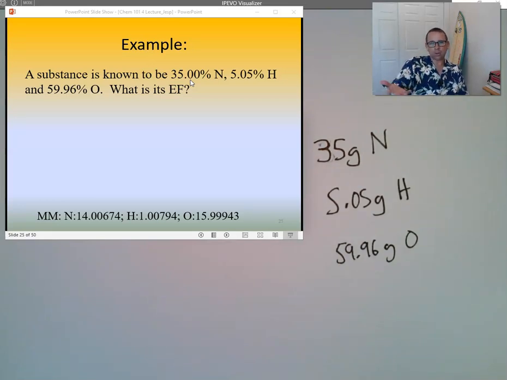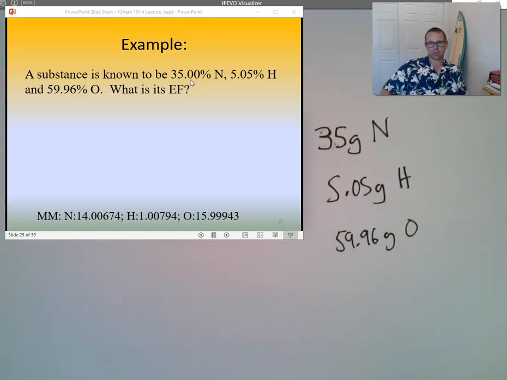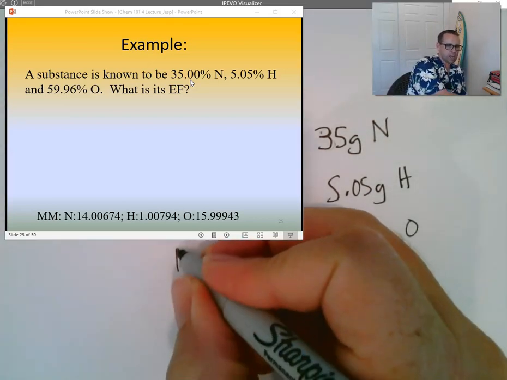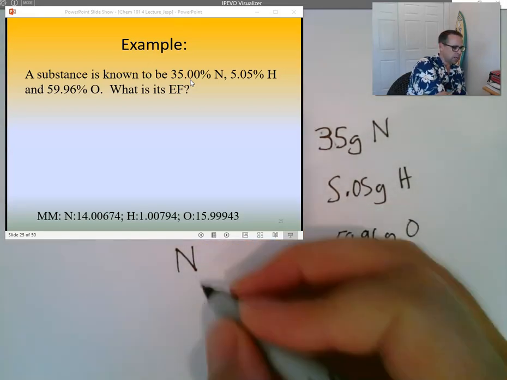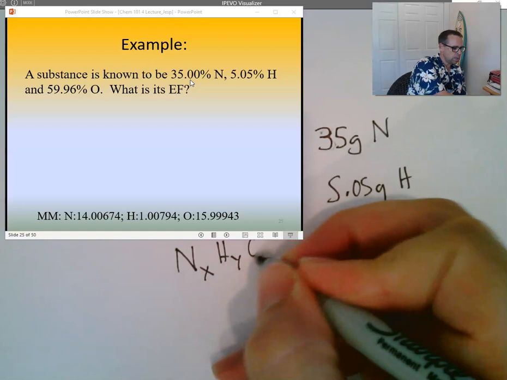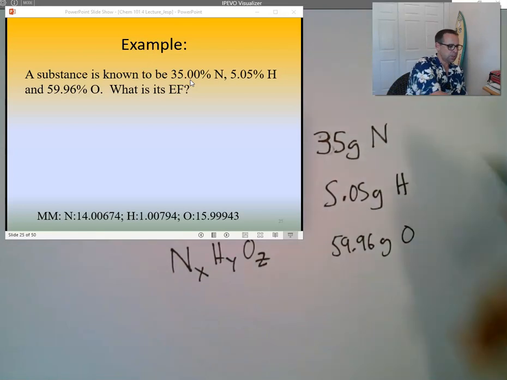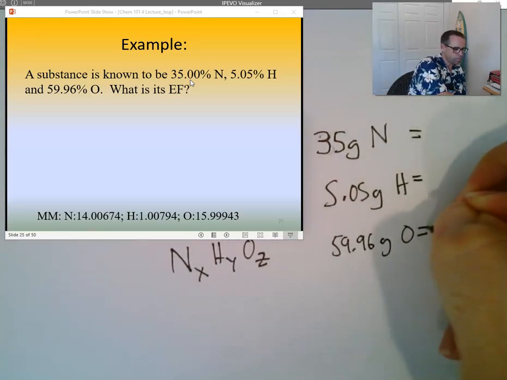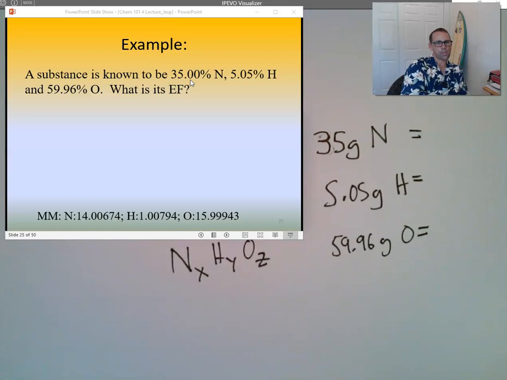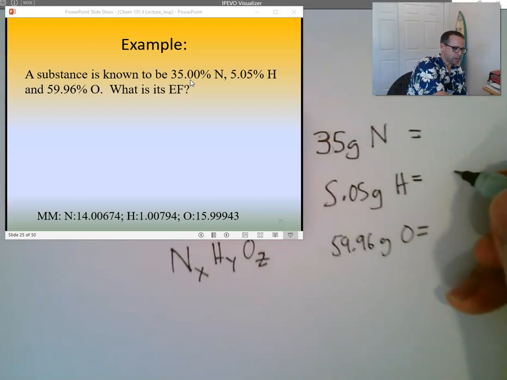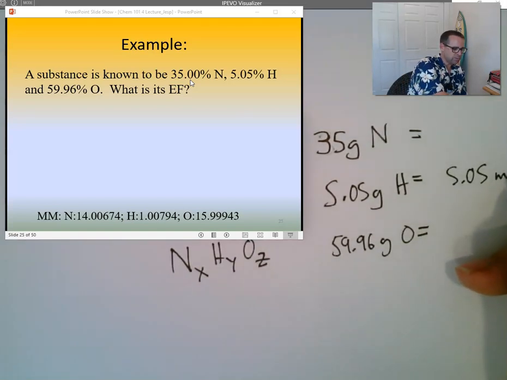Because if you had a 100-gram sample, this would be the grams of the different elements that you have in your material. So we have to do the same thing: just convert these grams to moles, and then we can get ourselves an empirical formula, NxHyOz. All right. So can you tell me how many moles each one of these is? Hydrogen is 5 moles. Good. 5.05 moles.